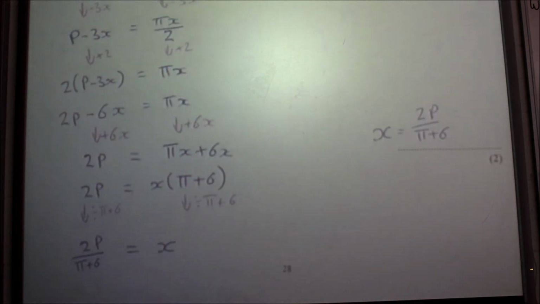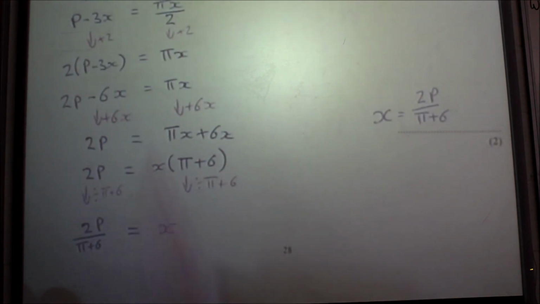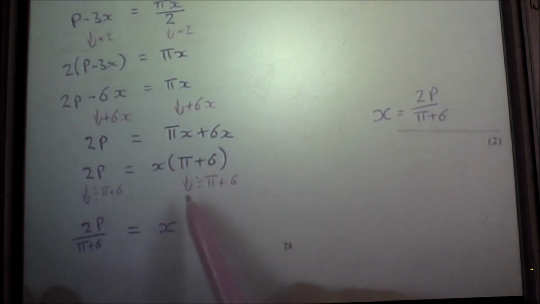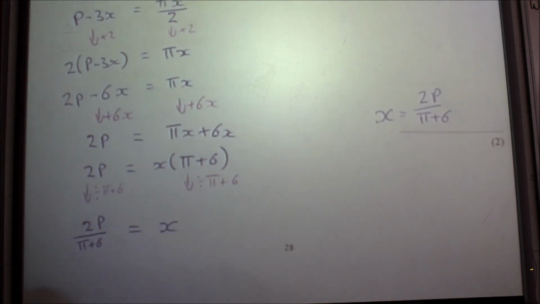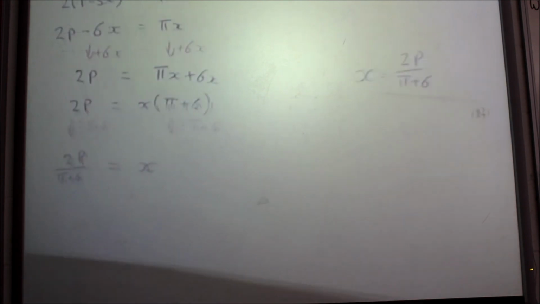Scroll down a little bit there. Since I want to get x on its own, I've divided both sides by pi add 6, so it'd be 2p over pi add 6 equals x. So that is what x is equal to. Part B was a bit tricky, and I thought 3 marks is a bit stingy, but we'll have a look at it.